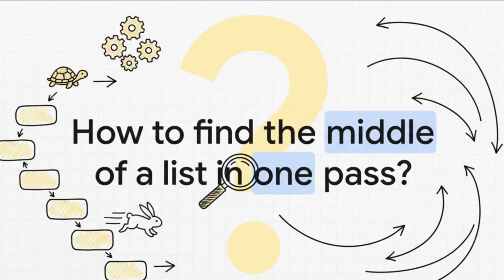Okay, let me hit you with a classic puzzle. You've got a linked list, right? But here's the catch. You're only allowed to go through it once. Just one pass. So how on earth could you find the exact middle node if you don't even know how long the list is to begin with? It sounds totally impossible, but the solution is, well, it's beautiful.